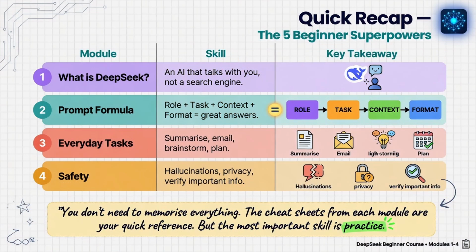Quick recap. The 5 beginner superpowers. Module, skill, key takeaway. 1. What is DeepSeek? An AI that talks with you, not a search engine. 2. Prompt formula: role plus task plus context plus format equals great answers. 3. Everyday tasks: summarize, email, brainstorm, plan. 4. Safety: hallucinations, privacy, verify important info. You don't need to memorize everything. The cheat sheets from each module are your quick reference, but the most important skill is practice.